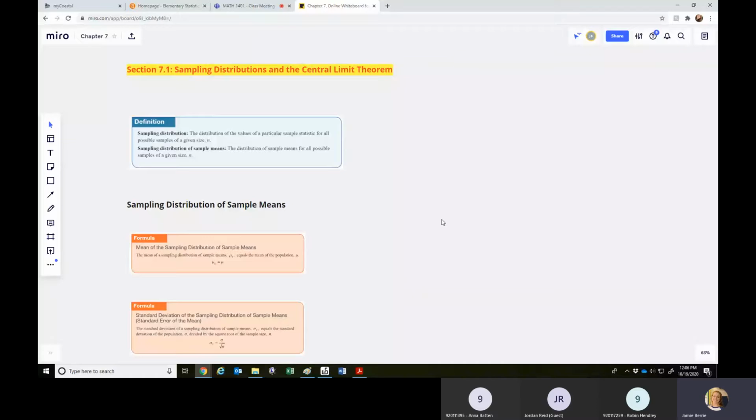All right, so the definition of a sampling distribution says, a sampling distribution is right here. I'm just reading straight off of here. A sampling distribution is the distribution of the values of a particular sample statistic for all possible samples of a given size n. So what that means is that this is just a distribution of different samples.